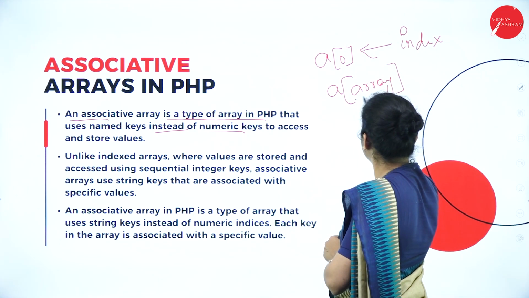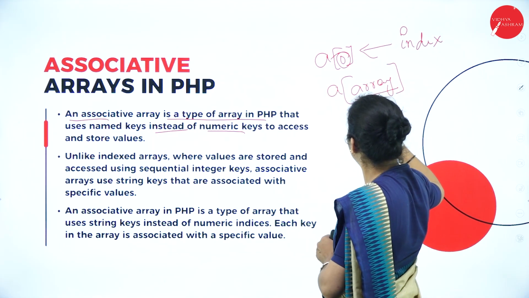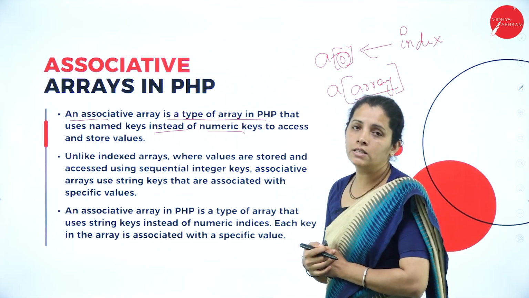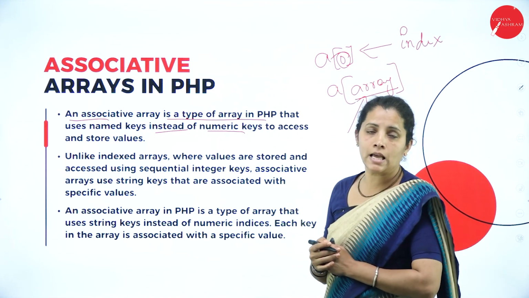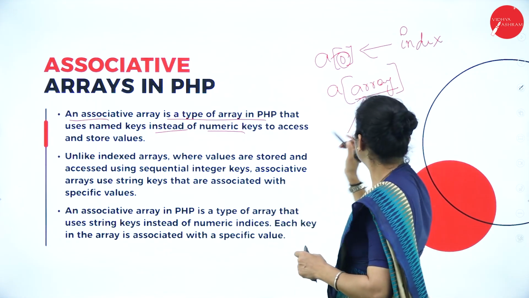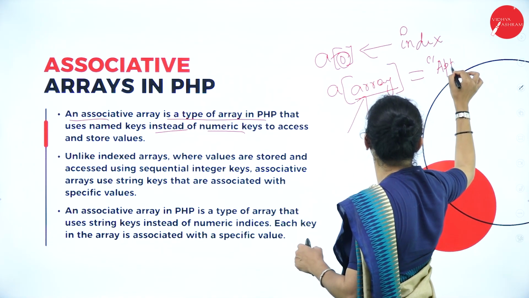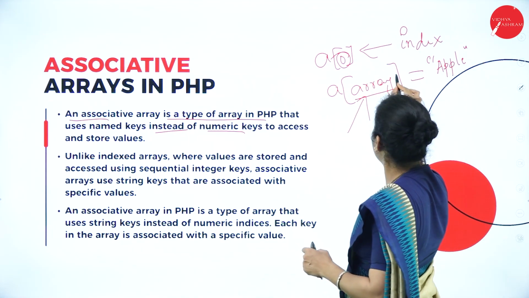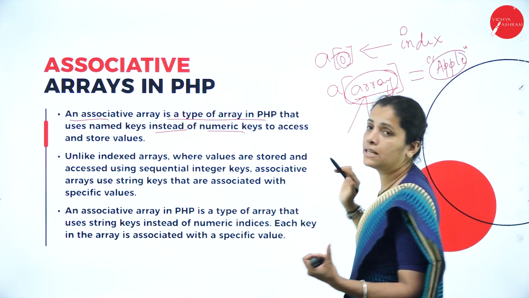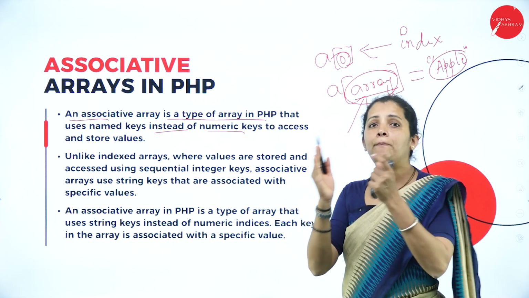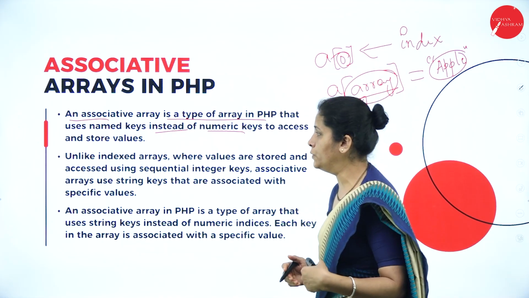Okay, associative array. It is itself called a named key. In an indexed array the key is a numeric value, but here it is a string. So it is a named key instead of a numeric key to access and store the value. If I have "name" and "apple", what is my key? Name is the key, and apple is the value. So it is a key-value pair.